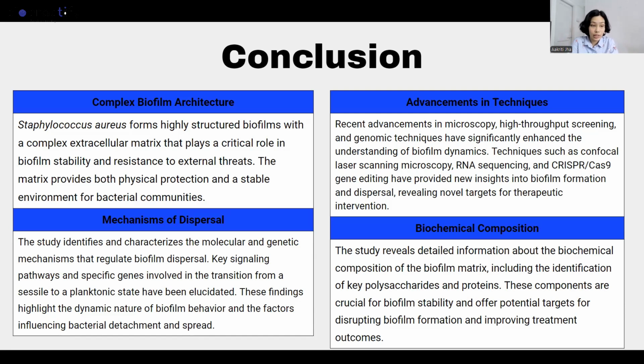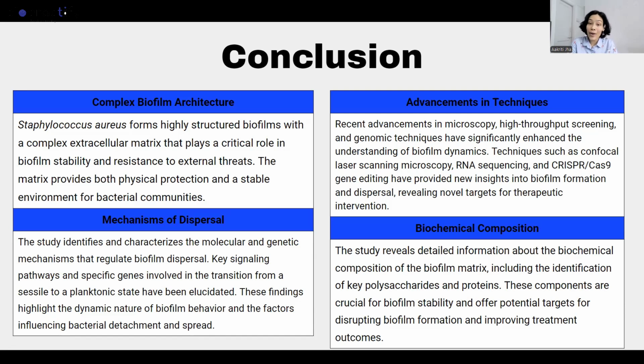Mechanism of dispersal. The study identifies and characterizes the molecular and genetic mechanisms that regulate biofilm dispersal. Key signaling pathways and specific genes involved in the transition from a sessile to a planktonic state have been elucidated. These findings highlight the dynamic nature of biofilm behavior and the factors influencing bacterial detachment and spread.